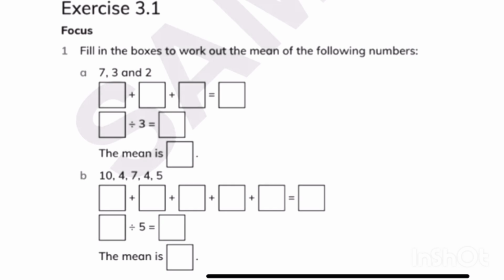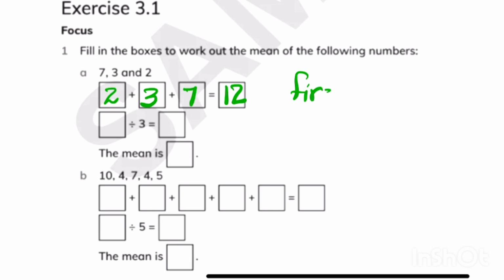In exercise 3.1, in the first question, you need to find the mean of the following numbers. This is the most common method to find average. What will you do? You will first arrange the numbers and add them, like 7, 3, 2 will be 2, 3, 7. This is the first step in finding an arithmetic mean or mean. 2 plus 3 plus 7 is 12. We got the sum of these three numbers.